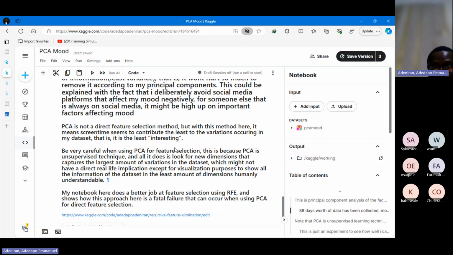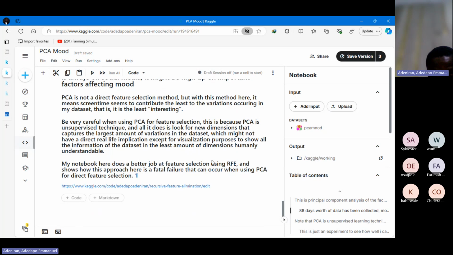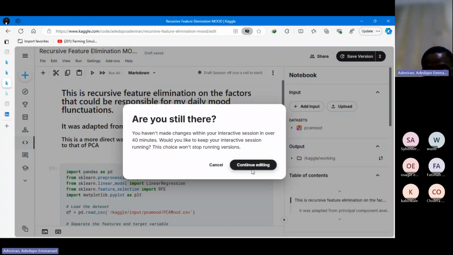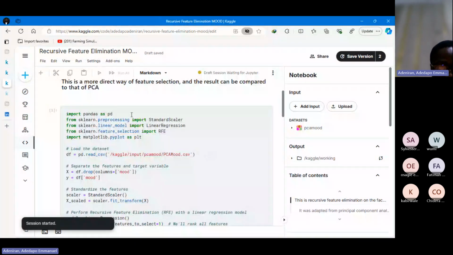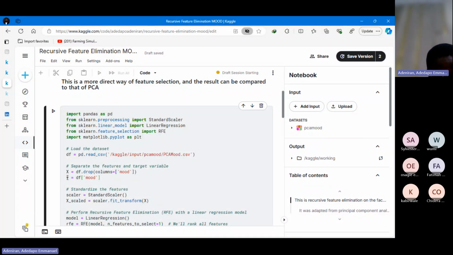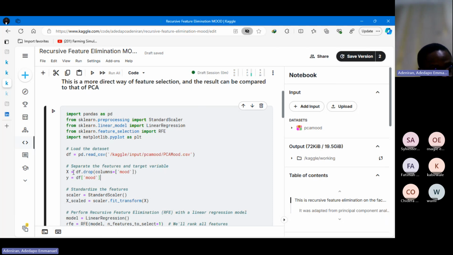So, moving on to a more traditional way of selecting models, which is recursive feature elimination. Recursive feature elimination is a more direct way of selecting models, because it takes into account what we are trying to predict, which is y, the mood. The mood is our dependent variable. That's what we're trying to predict. X is the matrix of independent variables, so we drop the mood, since the mood is not part of the independent variables. We have to drop it here in this case.